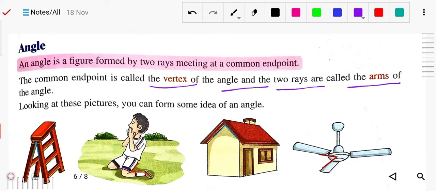You can see some examples here. On this ladder an angle is forming. When this boy is sitting, an angle is also forming with the leg. Also on this hut, you can see the angle forming in the roof of the shelter. Here is also an angle between the two arms of the fan. Likewise, these are examples of angles.